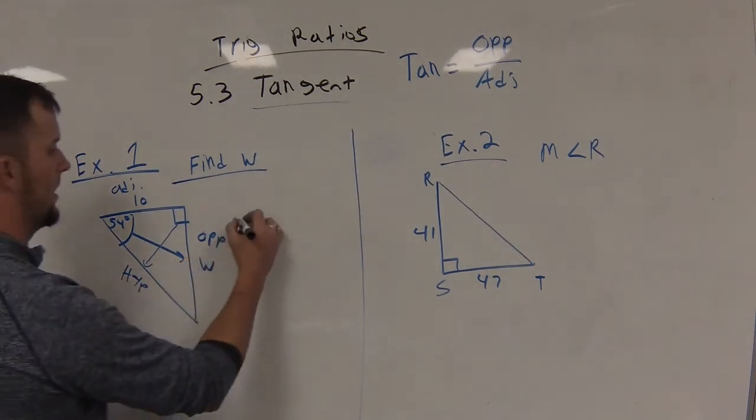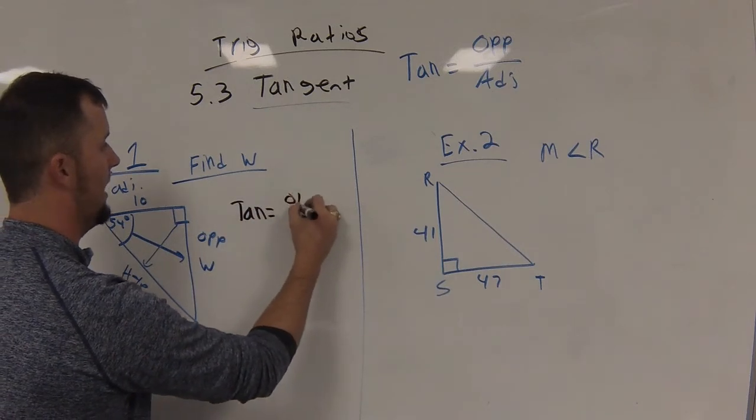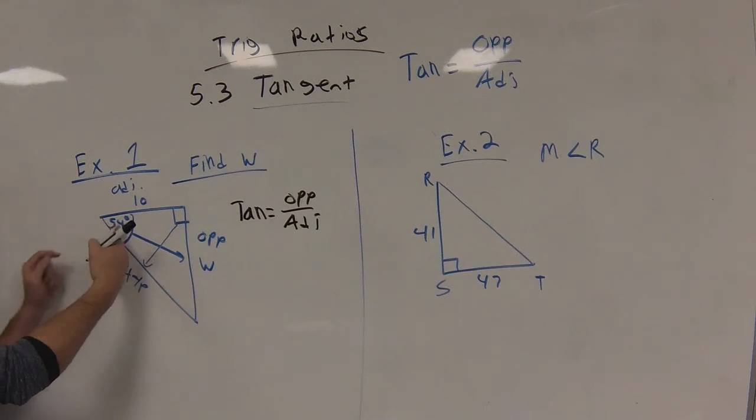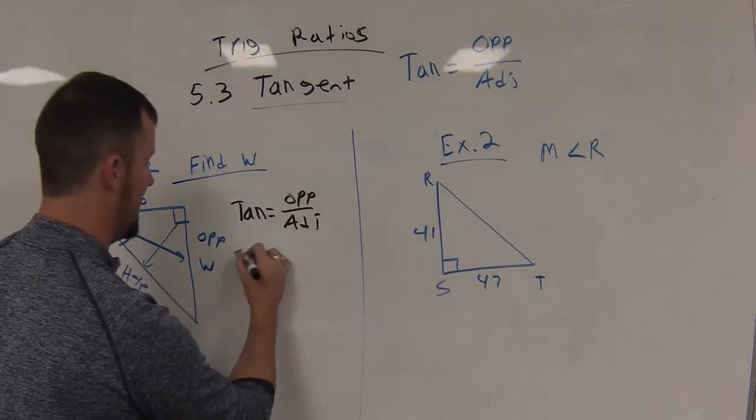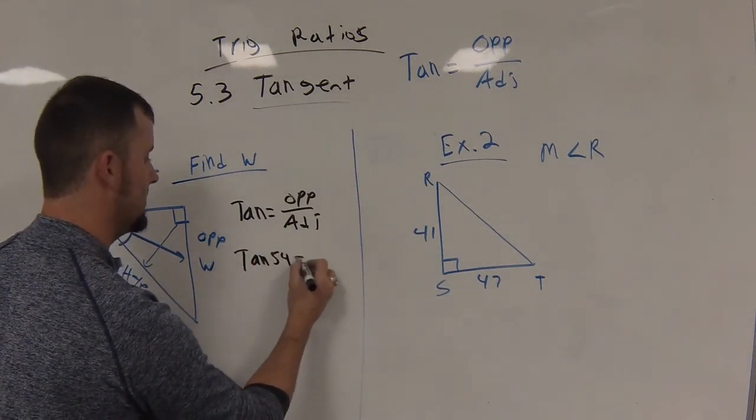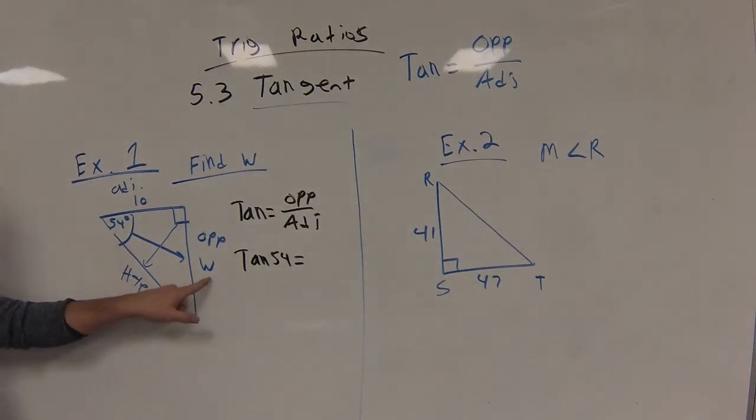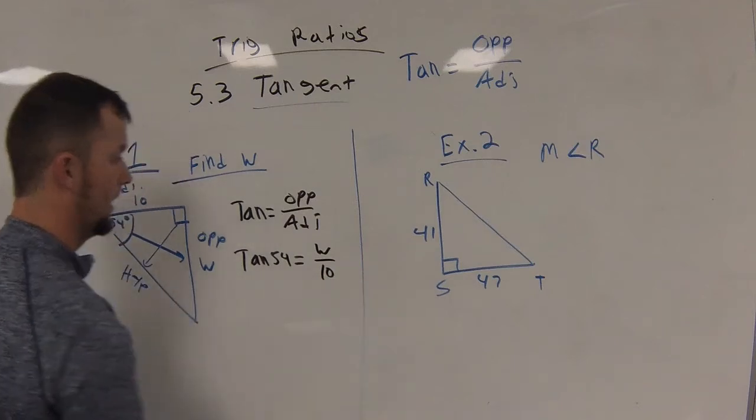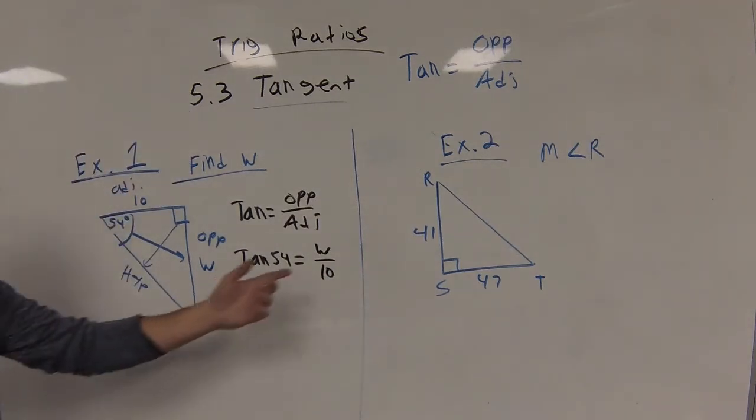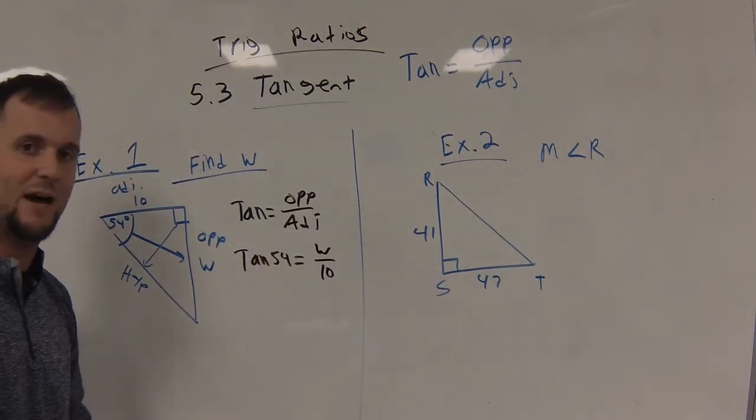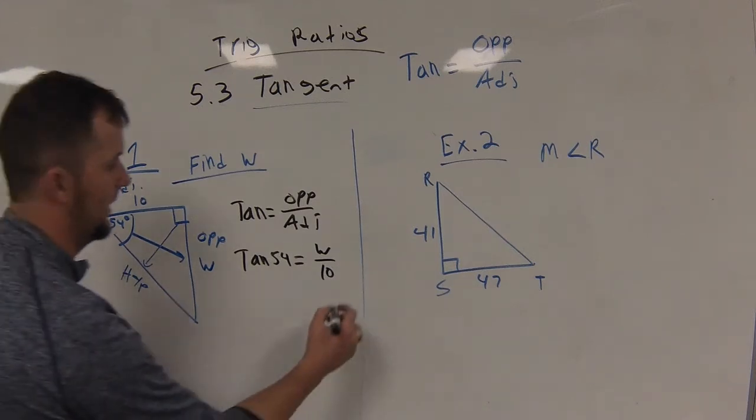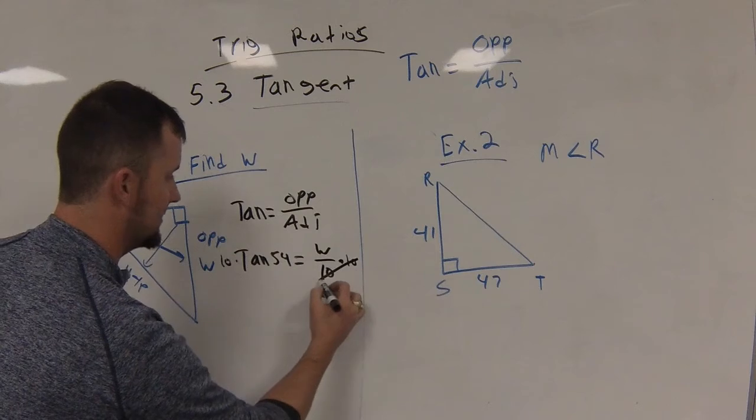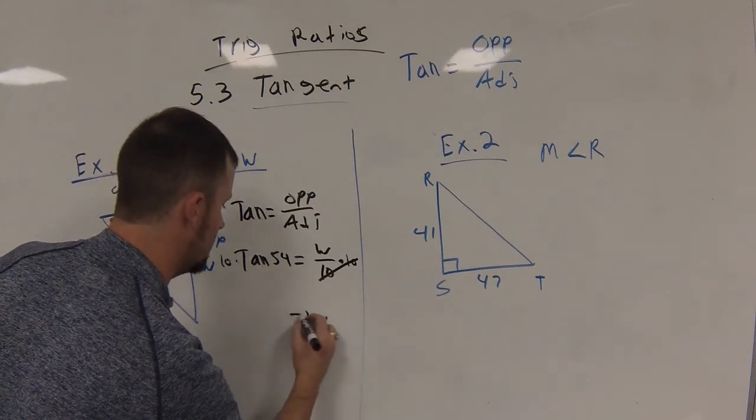So let's go look at this. I'm going to do tangent is equal to opposite over adjacent. So the tangent of 54, looking from 54, is going to be equal to the opposite, which is W, over the adjacent, which is 10. Now if I wanted to solve for W, W divided by 10, the opposite of dividing by 10 is multiplying by 10. So I'm going to multiply both sides by 10. This is going to cancel over here, and I'm going to be left with W, correct?